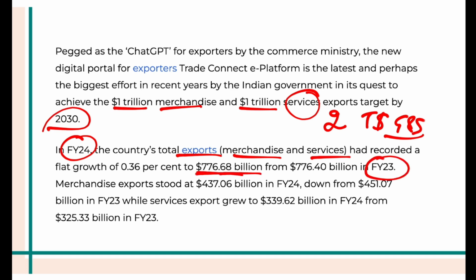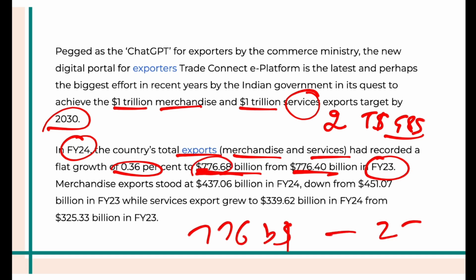In the financial year 23, they were 776. So they were almost flat. There was a growth of just 0.36%, which is negligible. Exports are flat. If we have to go from $776 billion to 2 trillion, we have to make them 3 times by 2030. That is just what, 6 years away.